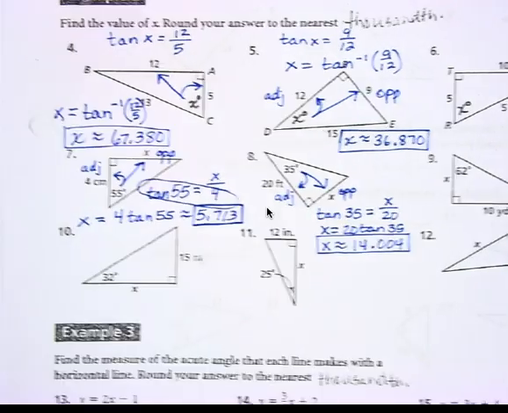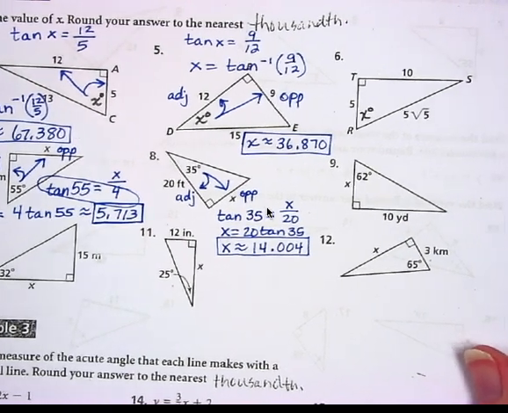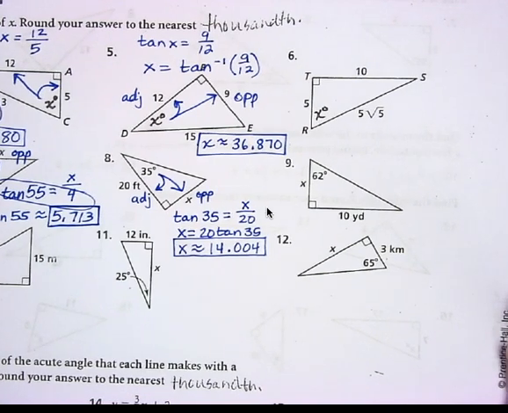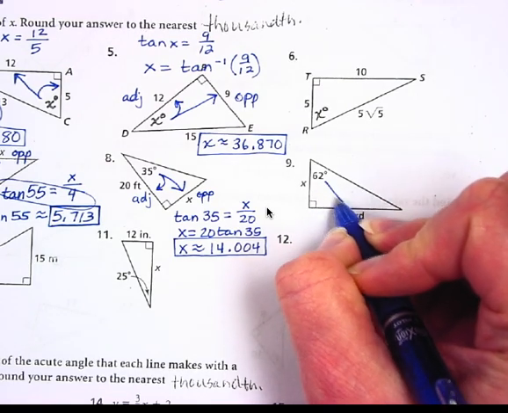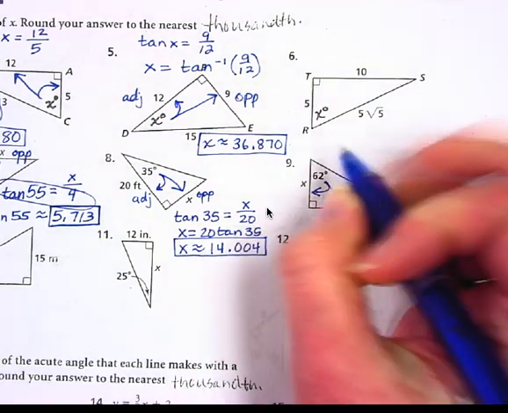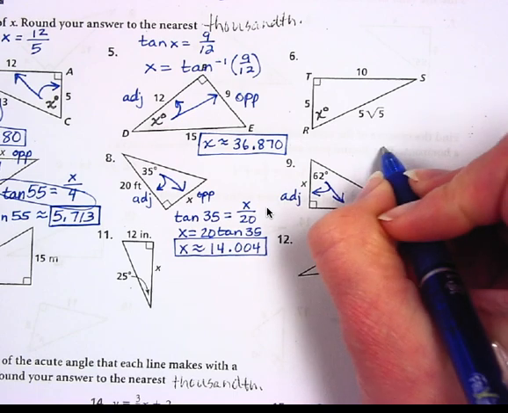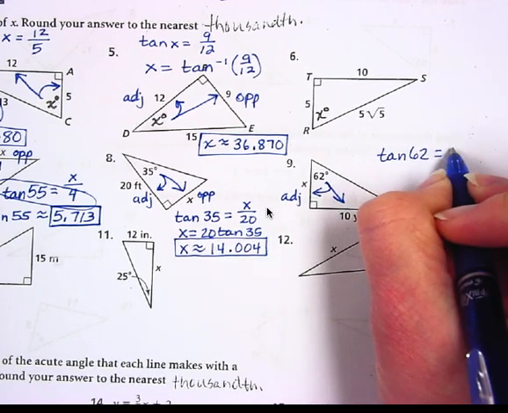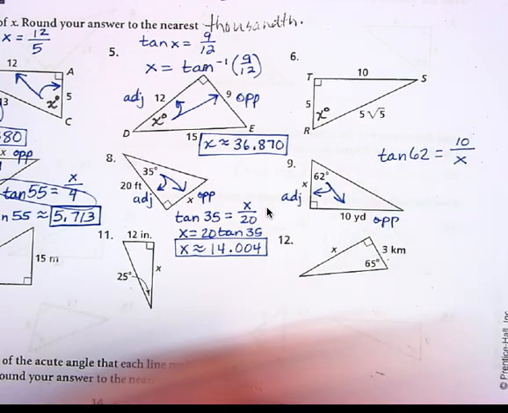All right, we're going to look at number 9. Now, number 9, we are still using tangent, but the location of the variable is different in respect to the angle. And so that's going to make our algebra slightly different. So from the 62, 10 is opposite, and x is adjacent. So tangent of 62 equals opposite, which is 10, over adjacent, which is x.